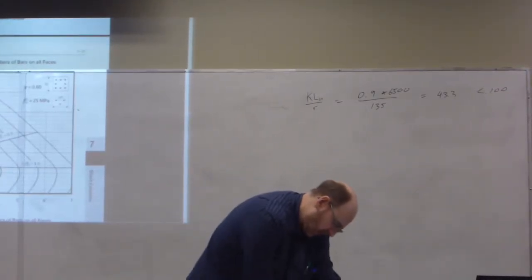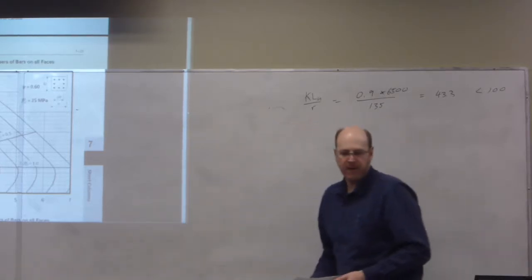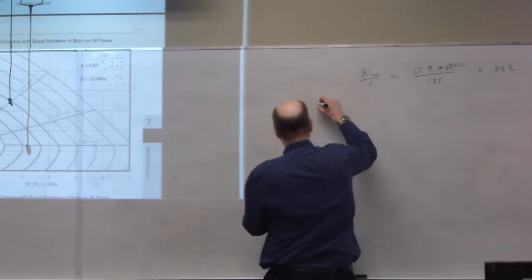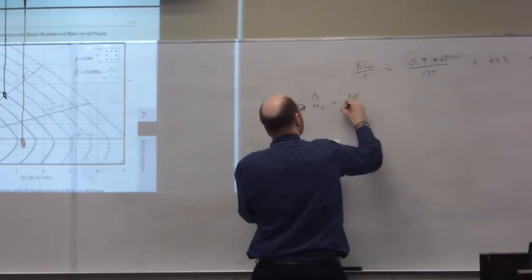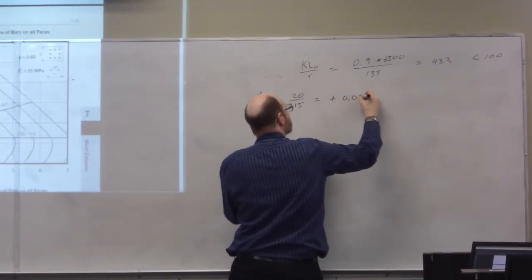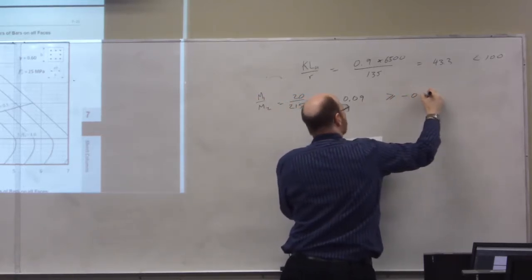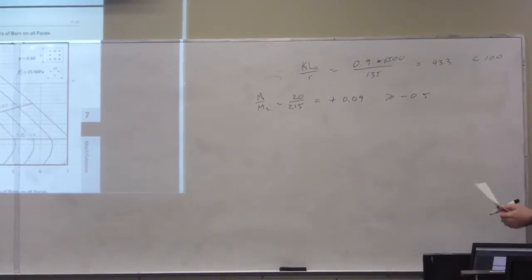Now we're going to go through and calculate what I've been calling KL over R max to determine whether or not this is going to be considered slender. So I'm going to start again with our M1 to M2 ratio. In this case, we've got 20 over 215, and this is going to give us a positive value because of single curvature. So again, this is bigger than minus 0.5. Since it's positive, it can't really be less than that.